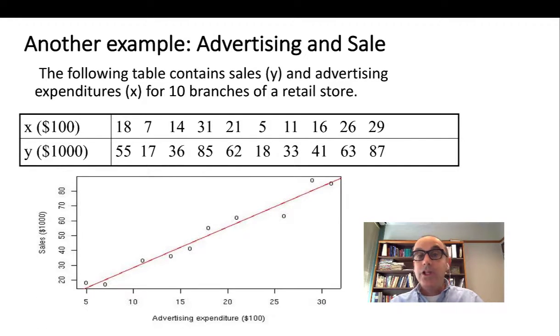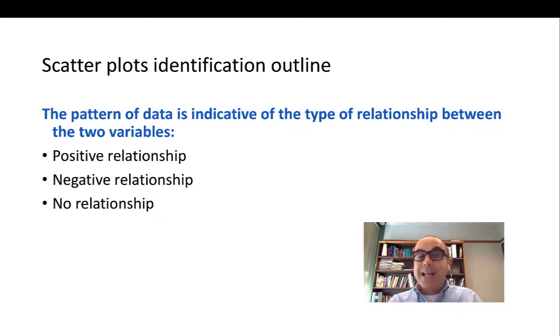Another example is advertising and sales. Again, we can see that there is a direct relationship: the more advertising the company produces or promotes, the better sales they will receive out of it. So the scatter plot is great with regard to identifying the relationship between two variables.